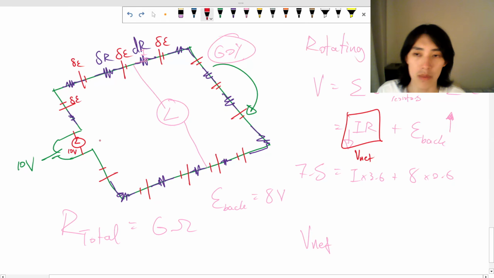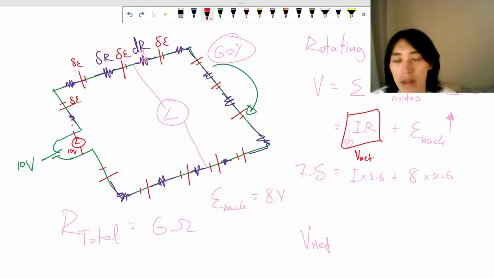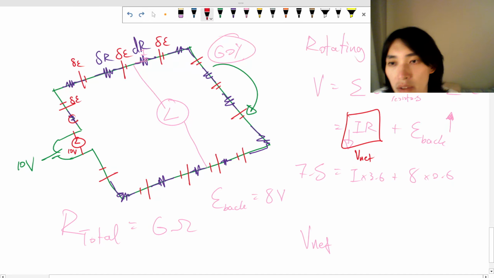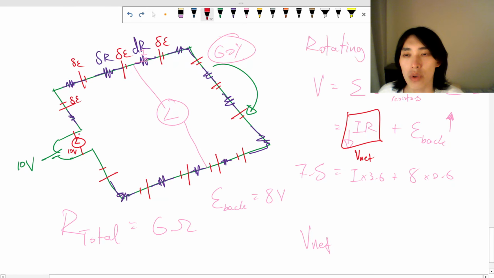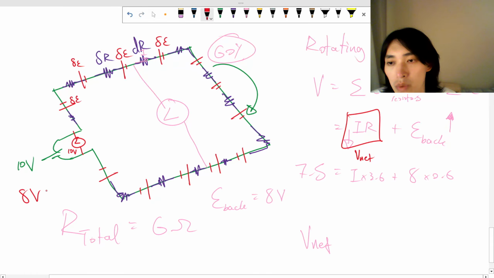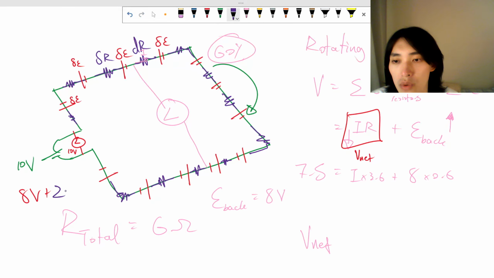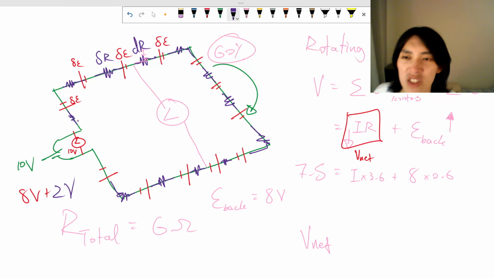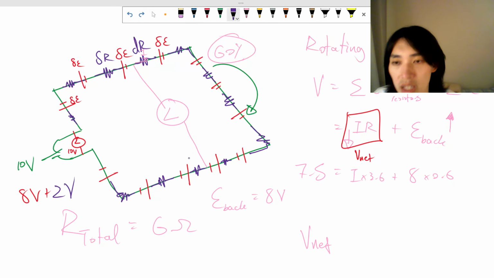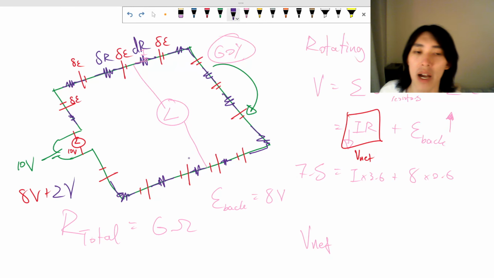But the problem is that in this process you can't just get rid of these resistors. You have to add them in. So what you end up getting is all of the back EMF, all the red ones, so the 8 volts, and you also get 2 volts from adding all these little resistors together. There's no way that we can just delete all the resistors, and that's why you can't measure Vnet directly. You can only measure V supply. Thank you.